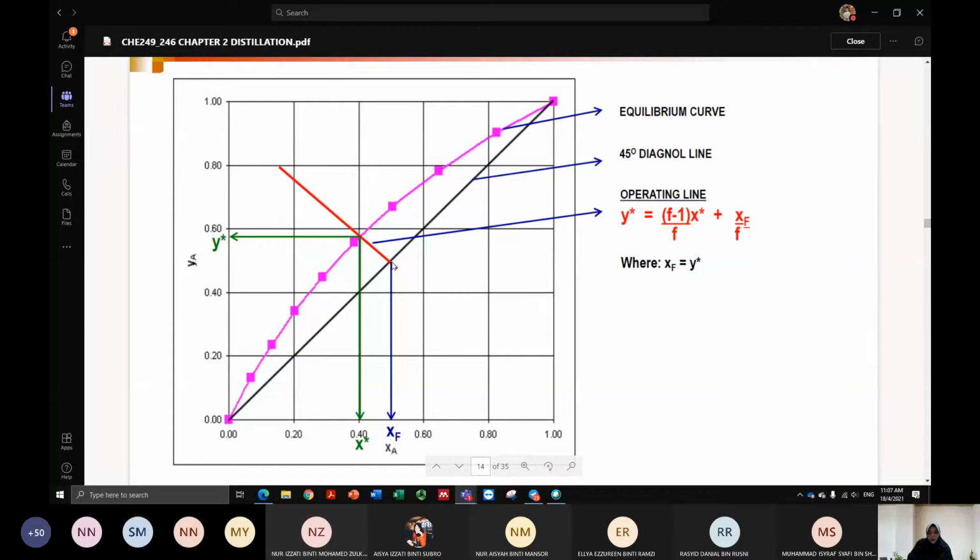Second, what to do next? You need to draw the red line, which is called the operating line. It is very easy to draw. You write the equation of the operating line and go to the y-intercept value. How do you get that y-intercept? The y-intercept value is equal to xFA divided by f. You already know how to get f; small f here represents the fraction of the vapor over feed.